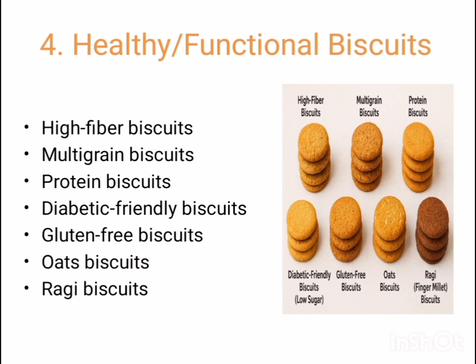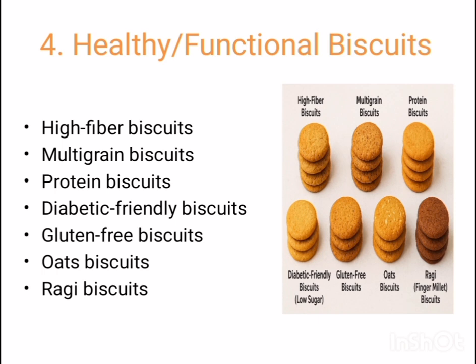Second is multigrain biscuit, which means a mixture of different grain flours. Examples of flours are cereals like wheat, rice, maize, or some amount of millet flour used in these biscuits. So that's why this biscuit is called a multigrain biscuit. Next is protein biscuits, which are enriched with proteins like protein powder or some whey powder, and it is beneficial for our body.